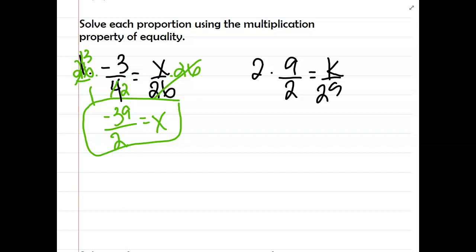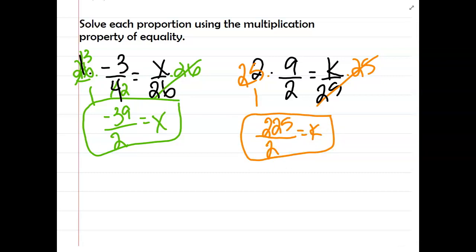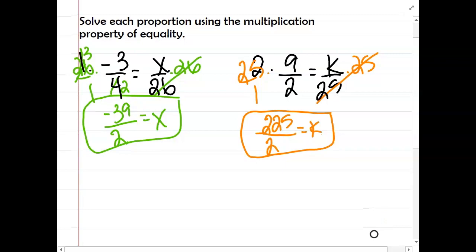To get rid of that over 25, we're going to multiply both sides by 25 and see how those cancel out. Now, on the left-hand side, we would try to cross-reduce, but 25 and 2 don't have anything in common. So for this one, we'd go ahead and multiply across. 25 times 9 gives me 225. And in your denominator, 2 times 1 gives you 2. So your answer would be 225 over 2. Okay, that's the multiplication property.